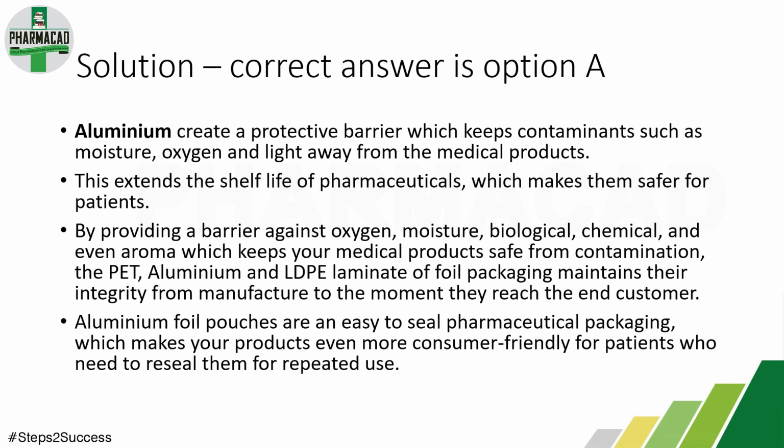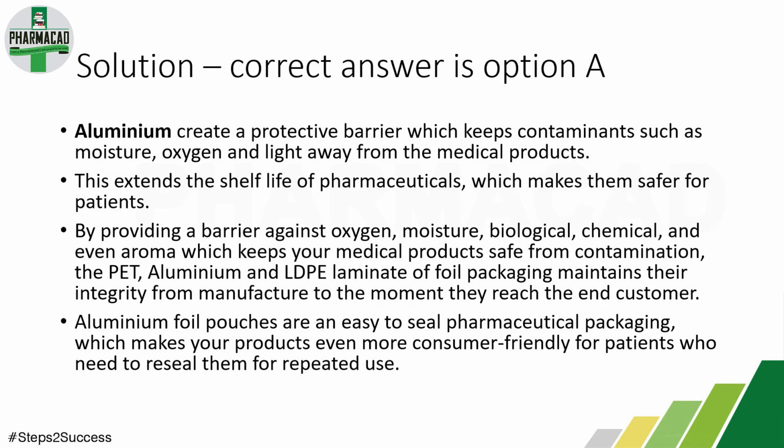Let's understand why aluminium is the most commonly used pharmaceutical packaging material. Aluminium creates a protective barrier which keeps contaminants such as moisture, oxygen and light away from the medical product. There are certain drugs which are photosensitive and get degraded when they are in contact with sunlight. You might have noticed on many containers it is written to store away from light, as the drug is light sensitive in nature.